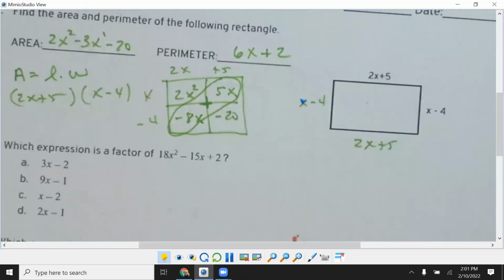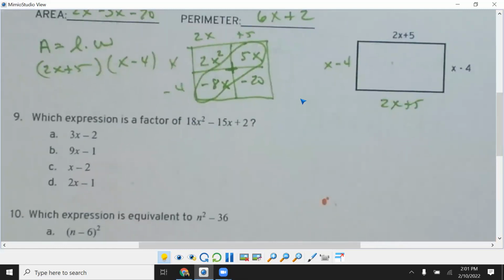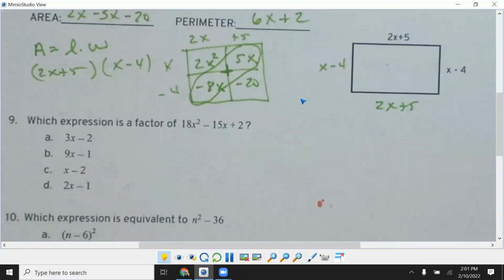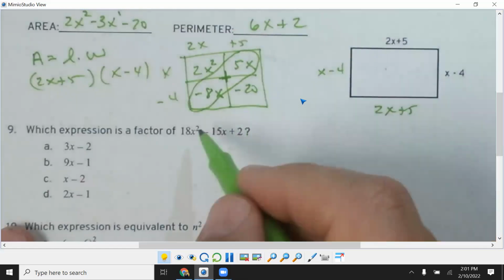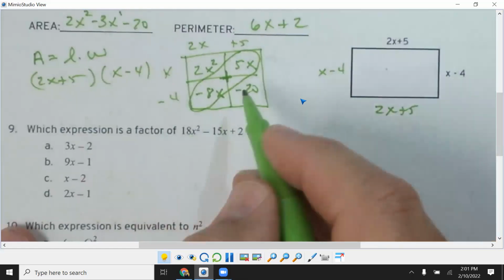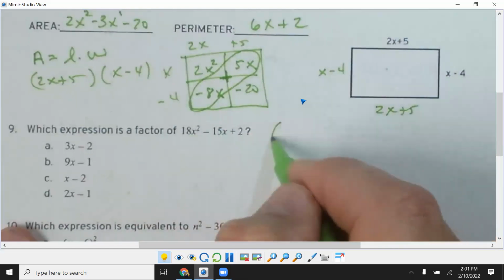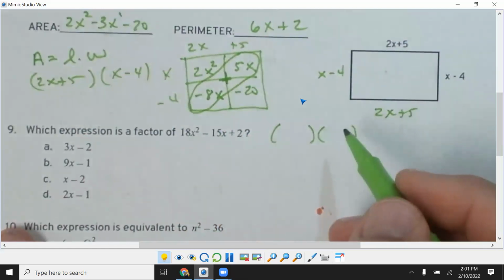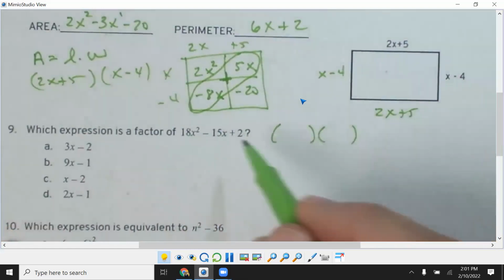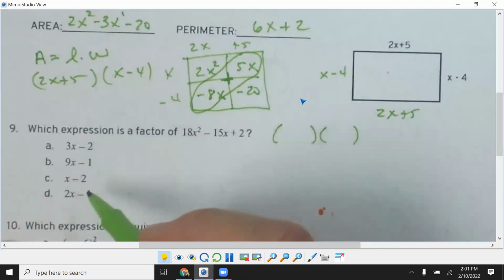All right, so here we go. We're on number 9. Number 9 is a little bit different. I want to explain a little bit to you. Number 9, they're asking you to find the factors, and you know that's a trinomial. So usually we're looking for 2 factors, usually in parentheses, that when we multiply them, we get the trinomial. However, they're only giving us 1.